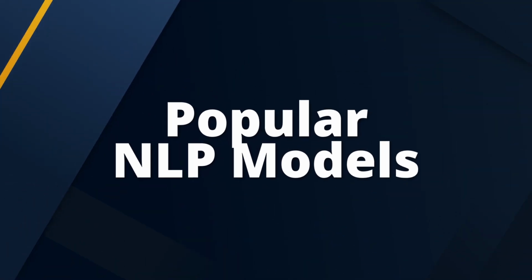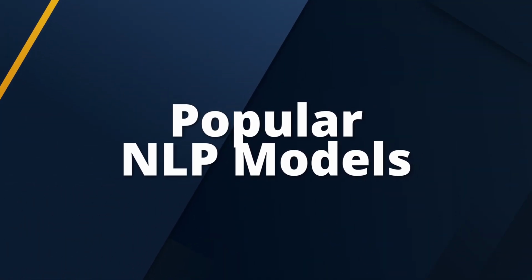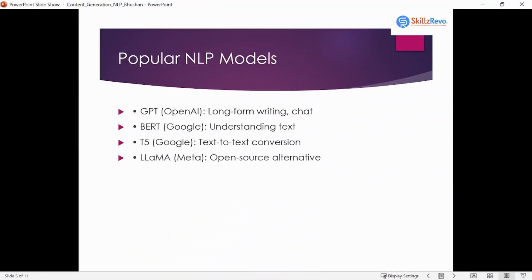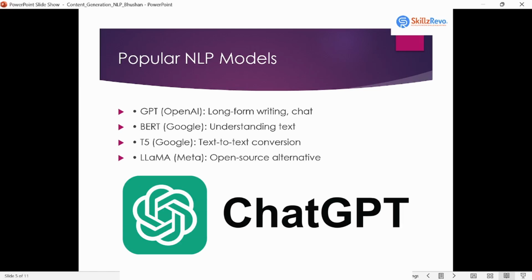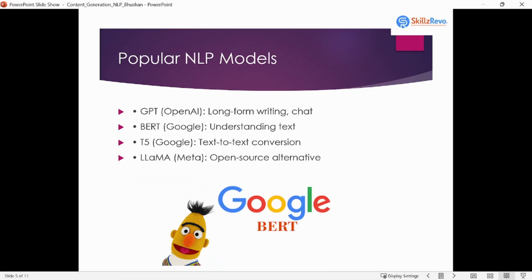Now look at some popular NLP models used for generating content. Here are the most well-known models. First one is GPT. GPT is a Generative Pre-trained Transformer created by OpenAI, used in ChatGPT, which we are using nowadays. It is a great tool for writing essays, stories, and summaries, and there are many use cases in which we are using this GPT model.